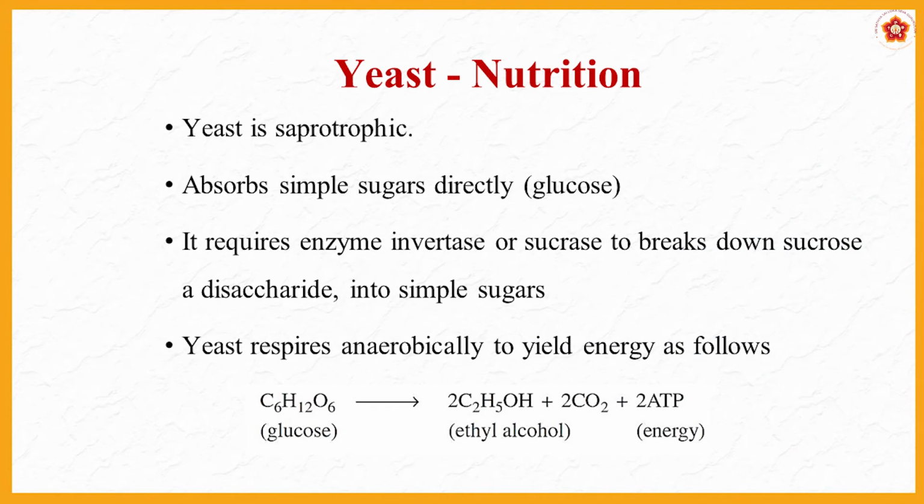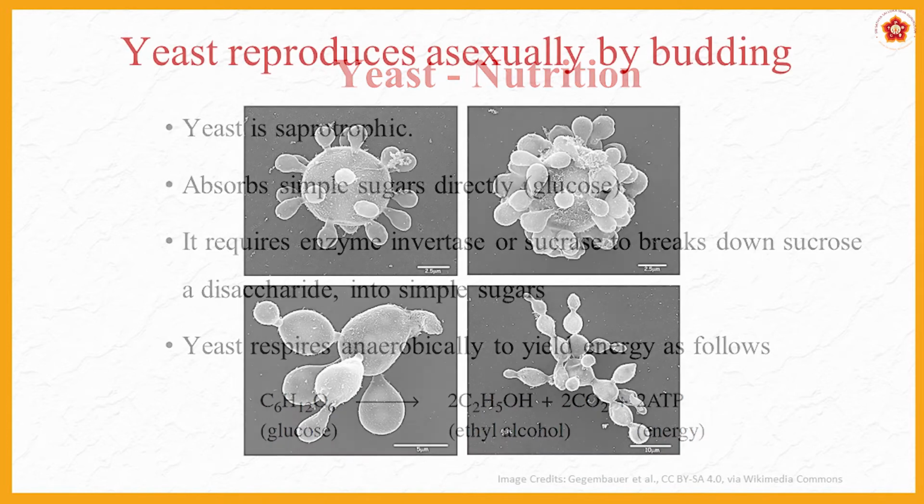Nutrition in yeast. Yeasts are saprotrophs, that is, they digest externally and they feed on organic decayed matter. Here, sucrose is broken down into simple sugars by an enzyme called invertase or sucrase, and yeast respire anaerobically, that is, the glucose is broken down into ethyl alcohol, where carbon dioxide and energy are released.